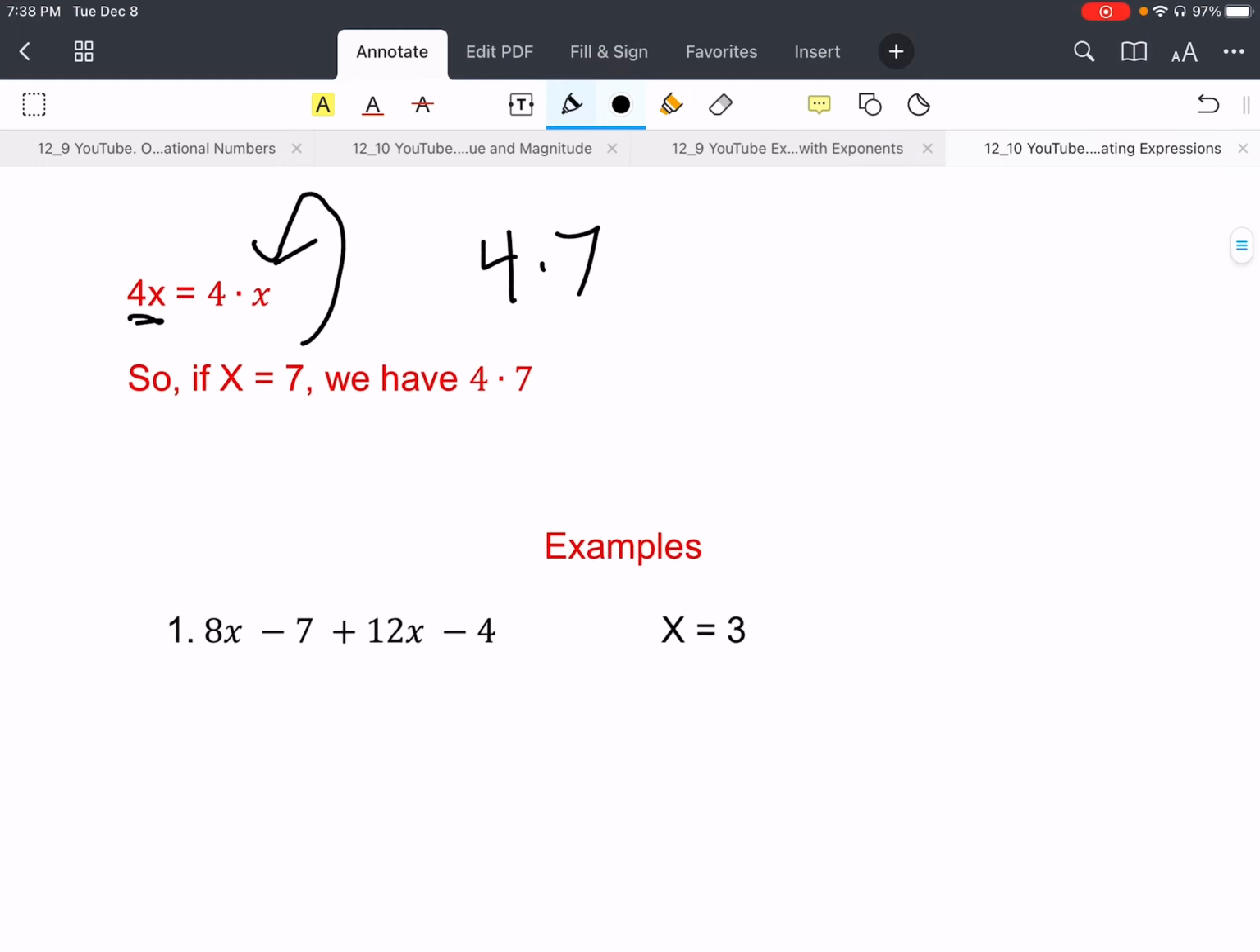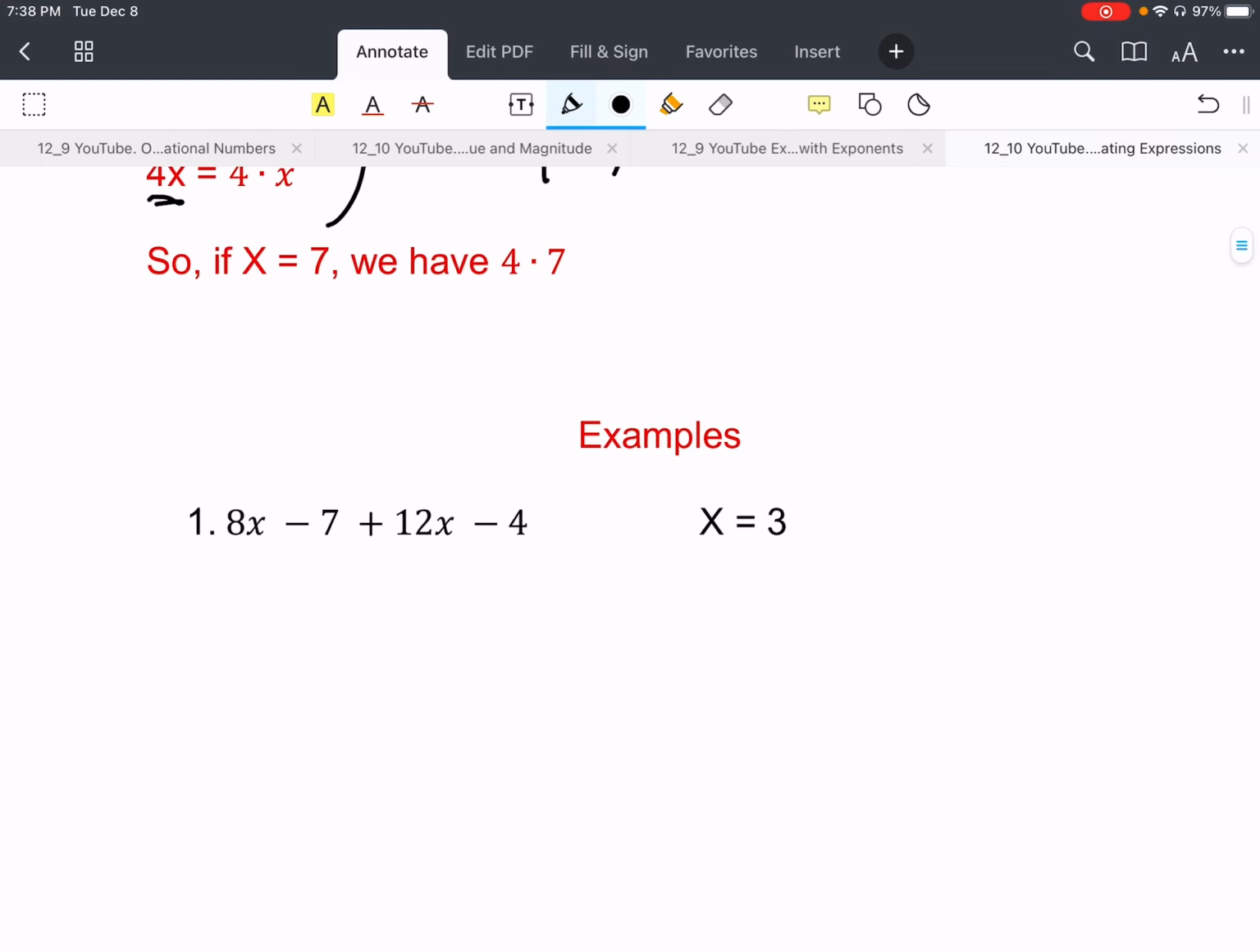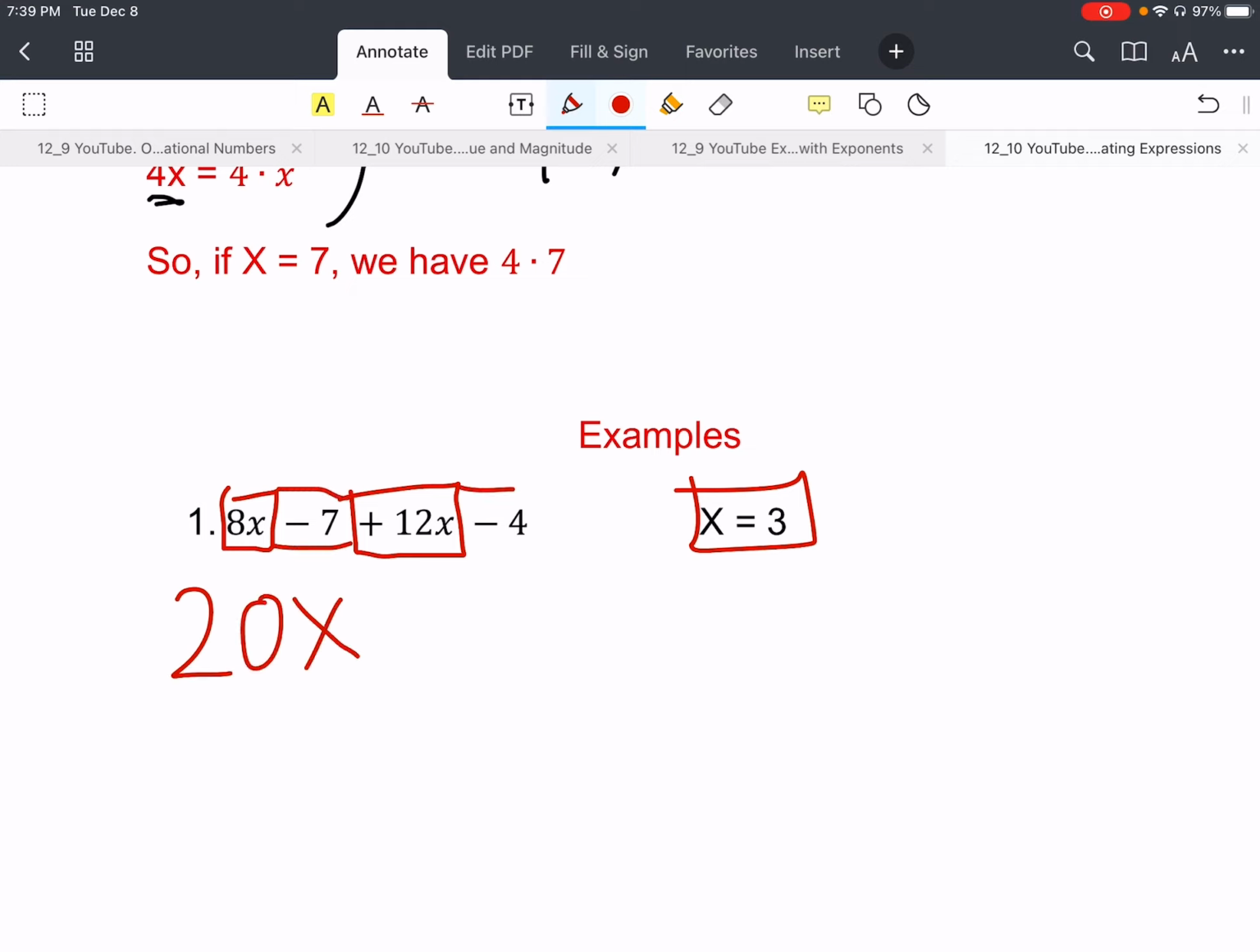So straight into the examples. We have a couple of steps to do. Before we look at the x value of x equaling 3, we're going to want to combine like terms. So we're going to box these up. I have a positive 8x and a positive 12x, which gives me 20x. And then our negative 7 and negative 4 combine to negative 11.